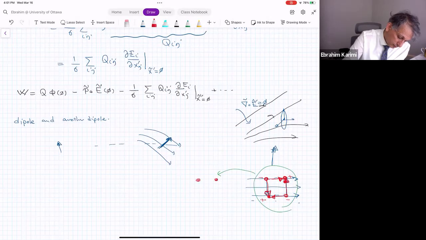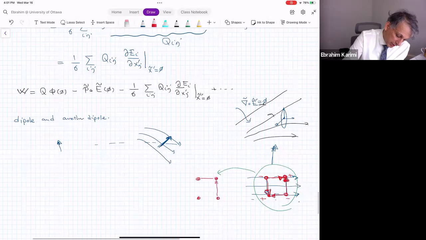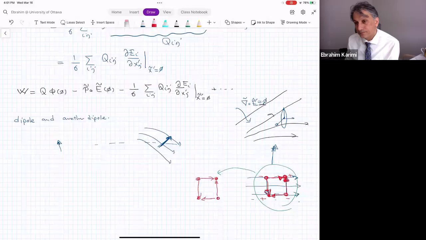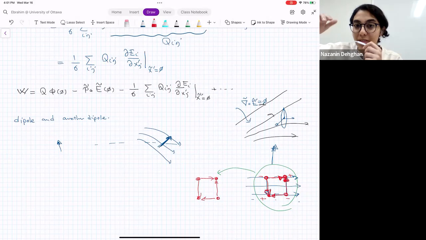Nothing has changed, right? Yeah, nothing has changed. So the energy is zero. So for all of the upper terms that have these sorts of symmetries, in a constant electric field, the energy will be zero, right?